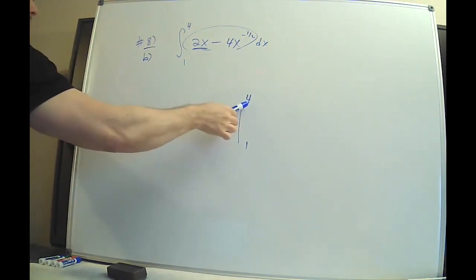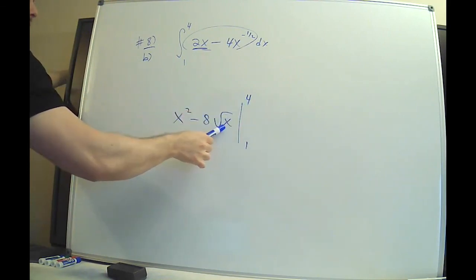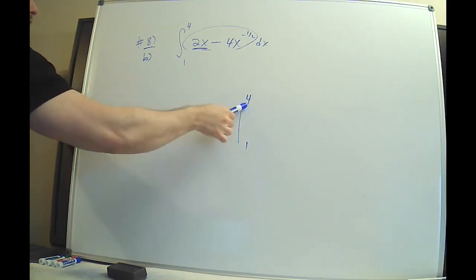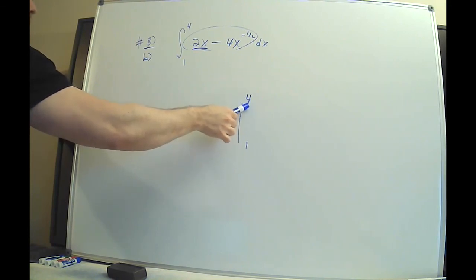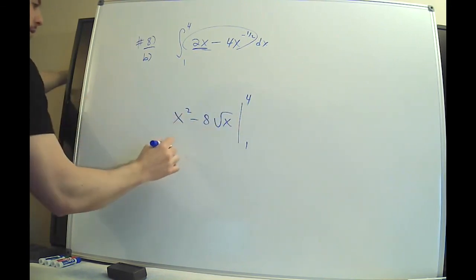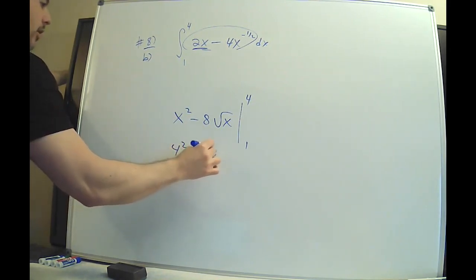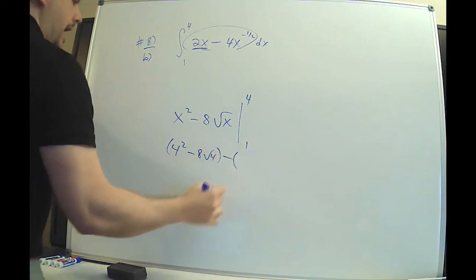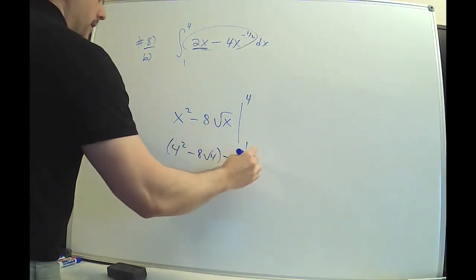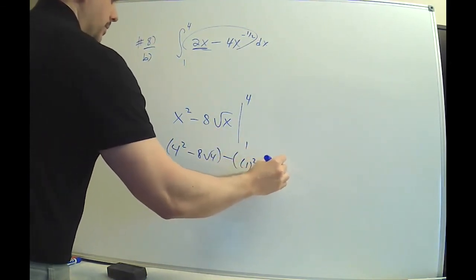Now, I'm not going to have a 4 in the final because I know that people will see that 1/2 power and just try to cut this number in half. That's why you'll see a 9 here. So you can't cut 9 in half. People don't know. They do it wrong. So 4 squared minus 8 radical 4 take away 1 squared minus 8 radical 1.